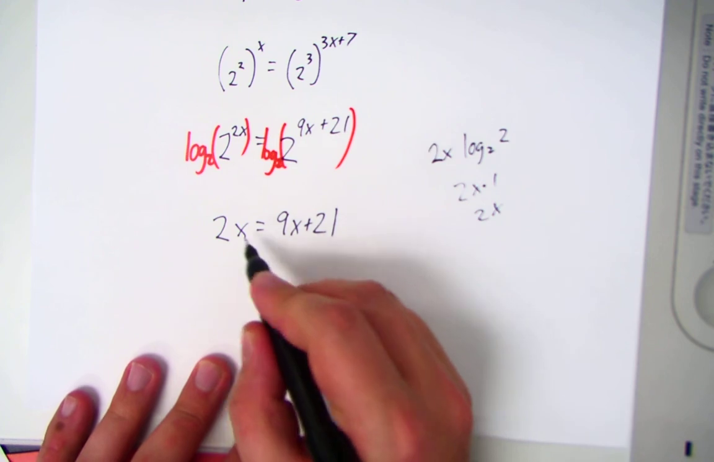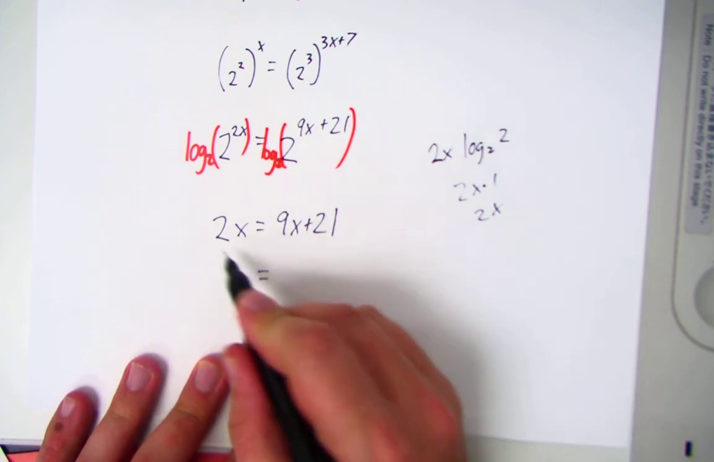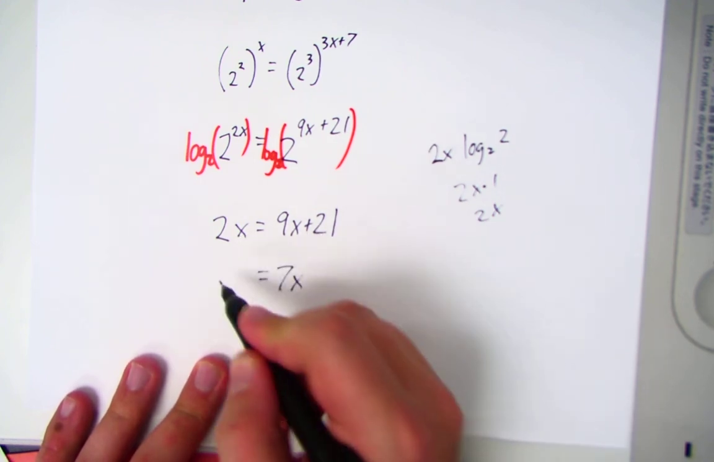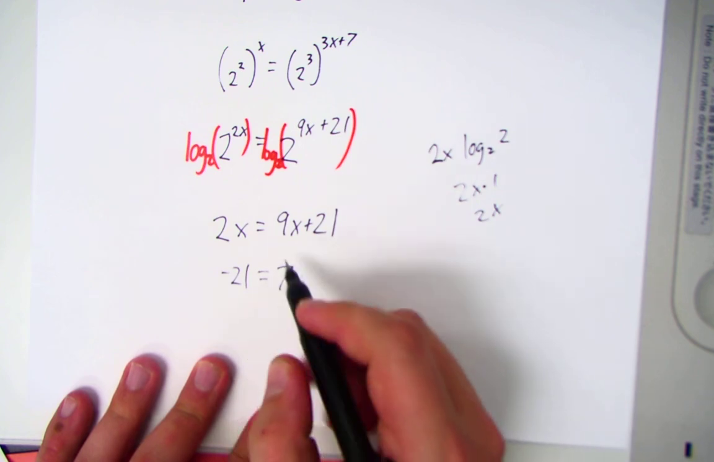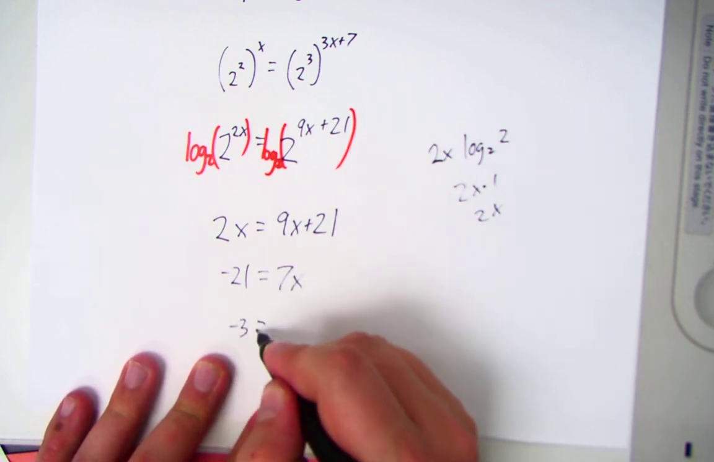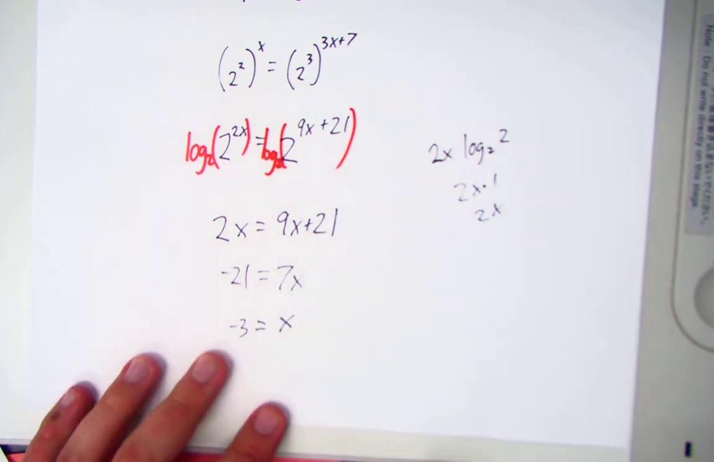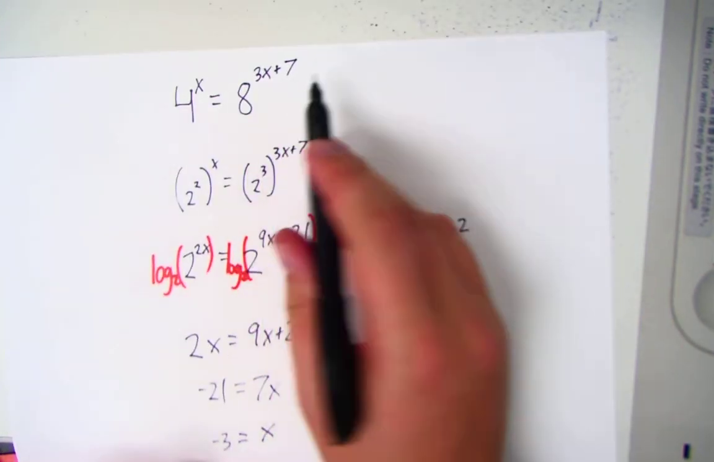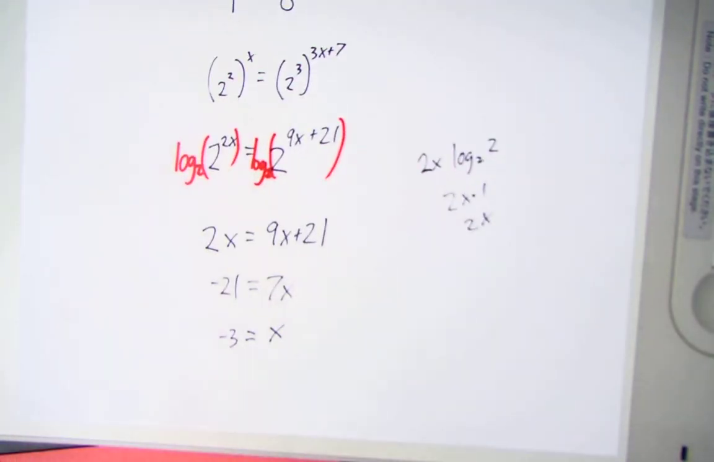2x equals 9x plus 21, so I subtract 2x over and get 7x. Subtract that, I get negative 21. If I divide by 7, I get negative 3 equals x, which is pretty cool since I just made up that little thing there. It's nice that it came out to a whole number. Hope this helps.